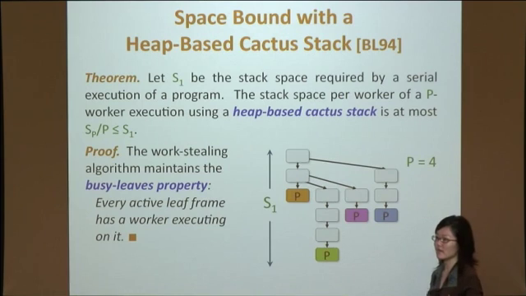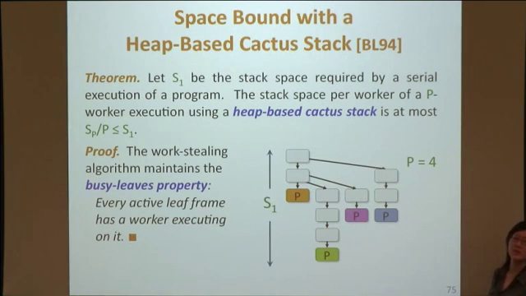every active leaf frame has a worker executing on it. What that means is that you can have at most P active paths from the root of the computation to a leaf, and there is one worker on every leaf. From the root to the leaf, you use at most S1 amount of space. So over the entire computation, each worker uses at most S1 amount of space.